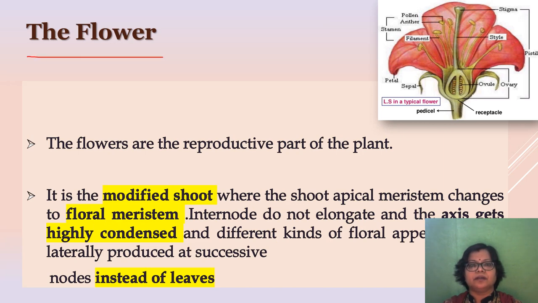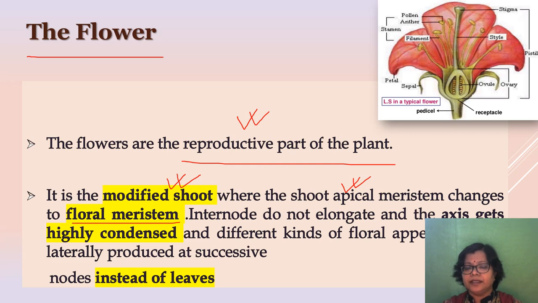What is a flower? Flower is the reproductive part of the plant. So it helps the existence of the plant on earth. Actually, it is a modified shoot where the shoot apical meristem changes into floral meristem. Here, the internodes do not elongate and the axis gets highly condensed, compressed, and the different floral appendages are produced laterally from the nodes instead of leaves.